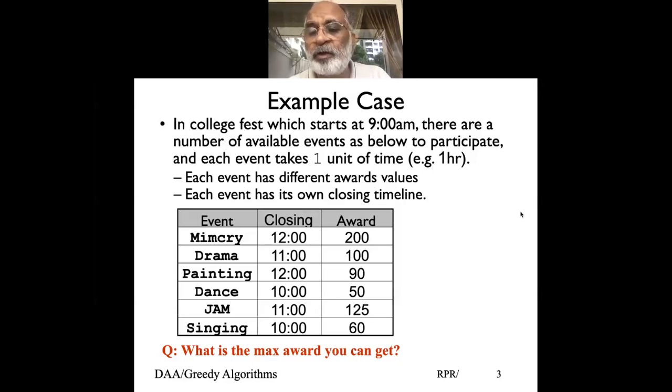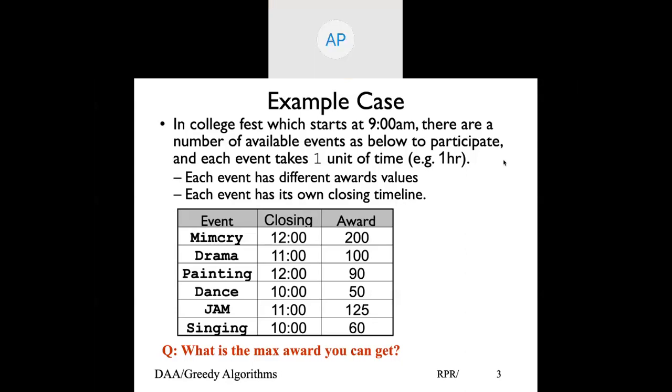Let me know if anybody has worked out the schedule and award. That's primarily the problem we're discussing today, and that typically happens in our college. How do you maximize your benefits? Any answers? Arvind, Pathak? Sir, no. So what should be the max award somebody can get?